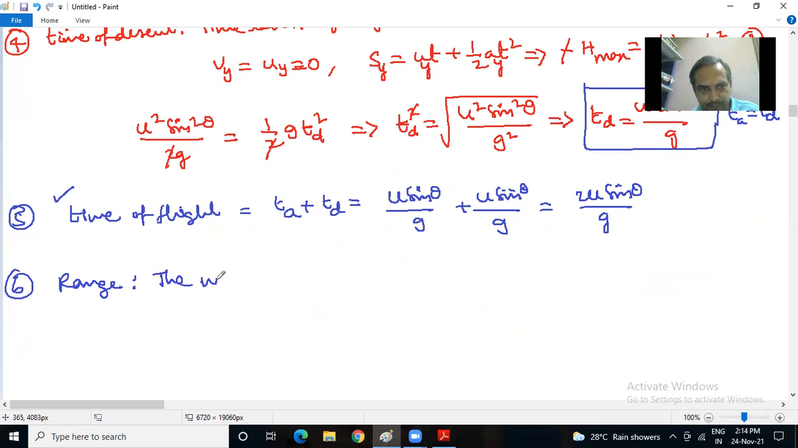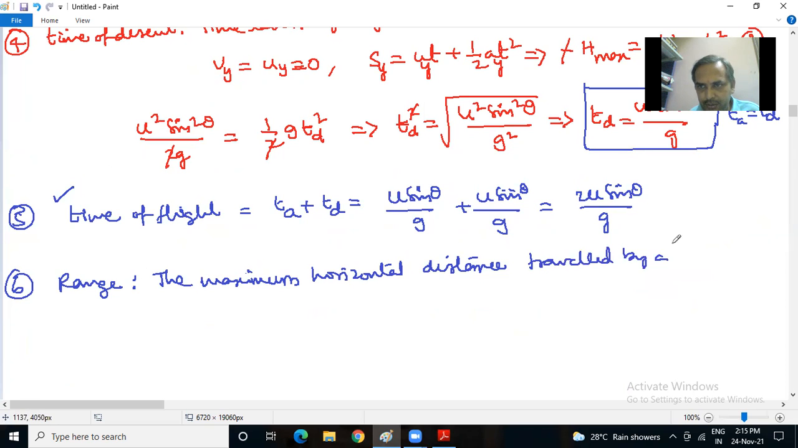So the maximum horizontal distance traveled by a projectile is called, maximum horizontal distance is called as range. So therefore you have taken Ux equal to U cos theta. So it possesses maximum horizontal distance after it takes a time of flight. So time of flight is 2U sine theta by G.